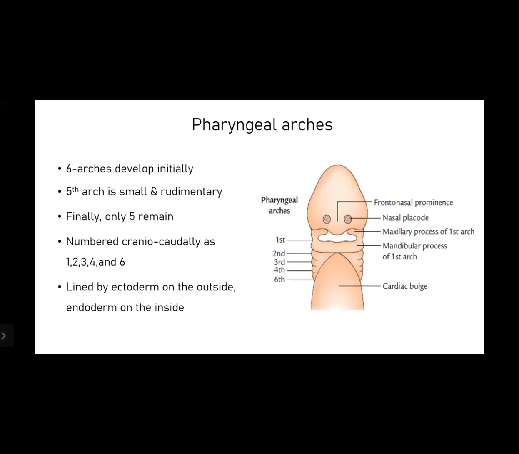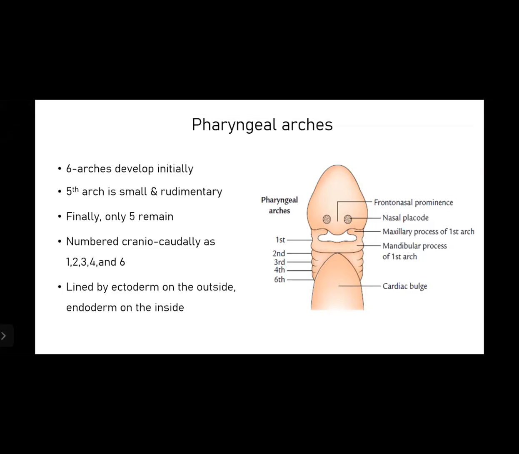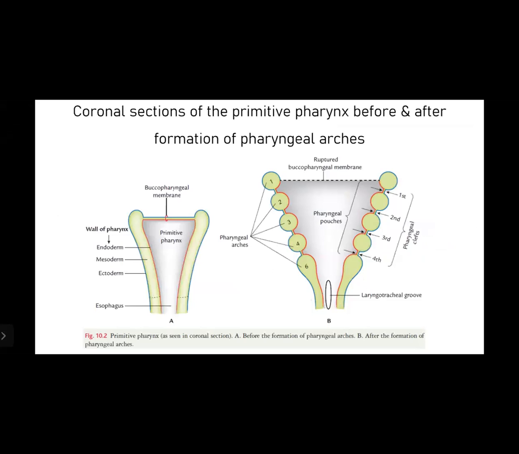You must remember that the pharyngeal arches are lined by ectoderm on the outside and endoderm on the inside. You can see the picture there. These are coronal sections of the primitive pharynx before and after formation of the pharyngeal arches. Before the formation of the arches, you have the primitive pharyngeal wall lined on the outside by ectoderm, on the inside by endoderm, and the greenish mesoderm in between, and you have the buccopharyngeal membrane, which separates the primitive oral cavity from the primitive pharynx, or the primitive foregut.